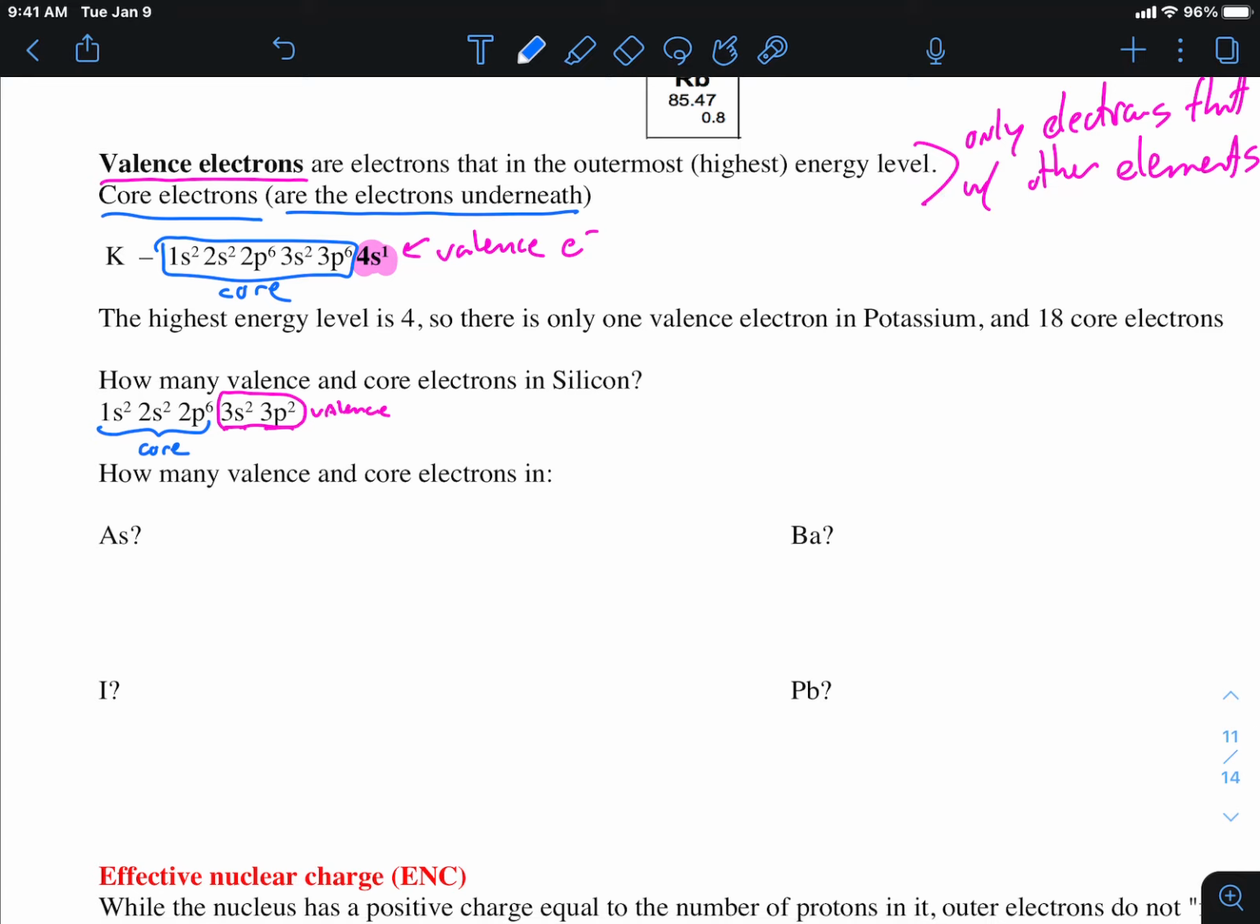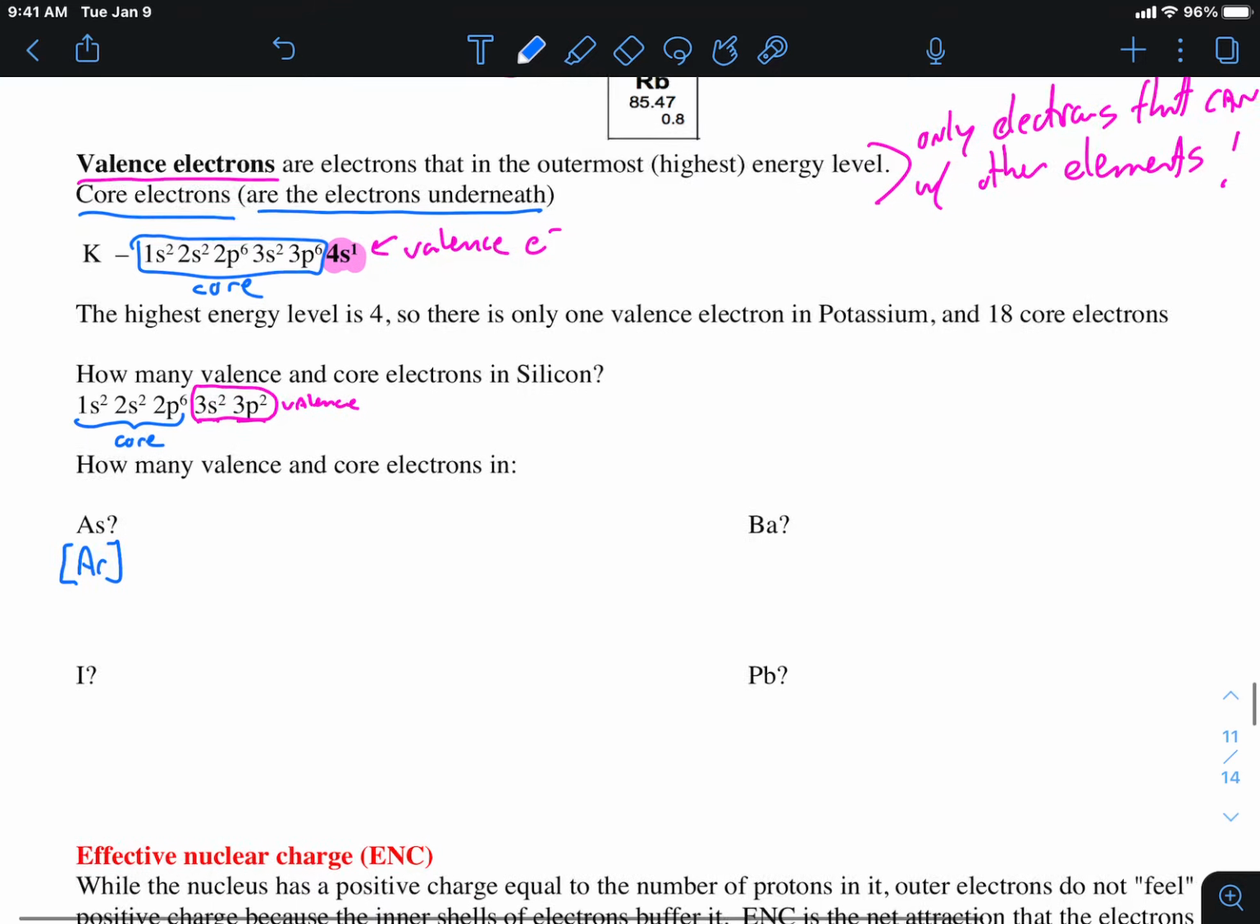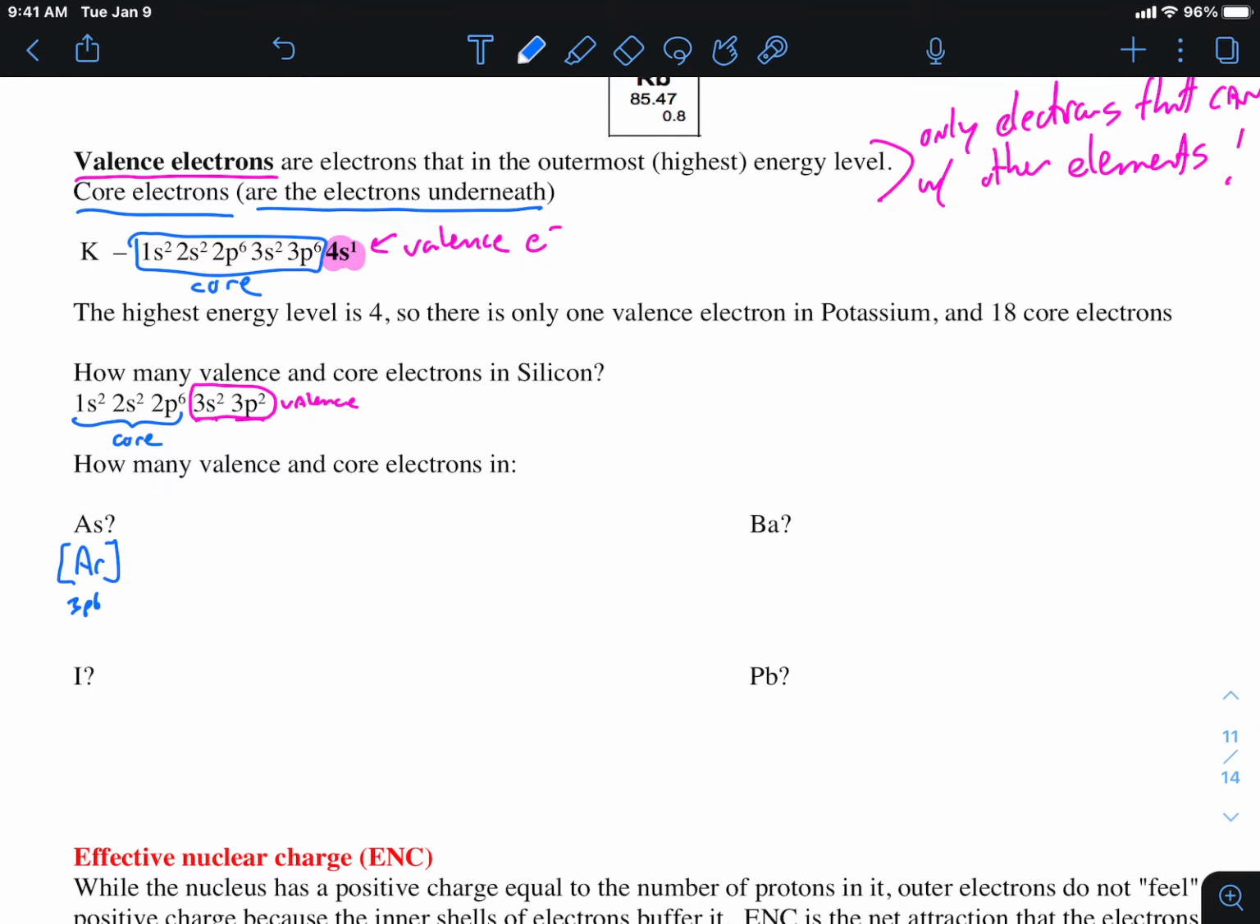Arsenic. So if I write, let's just do the shorthand for arsenic. Arsenic starts with argon. Okay, so argon is 3p6, which means it is followed by 4s. And arsenic has 33 electrons. So 18, so 4s2, 3d10, and then 4p3. Okay, so that's the shorthand SPF notation.